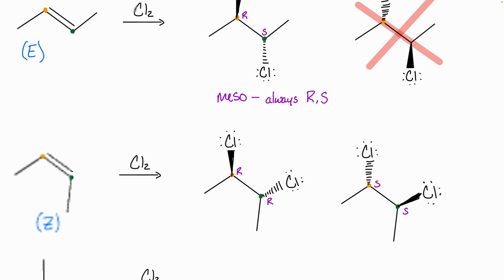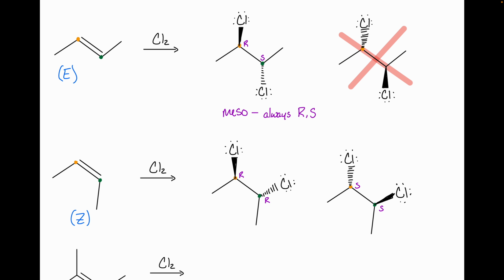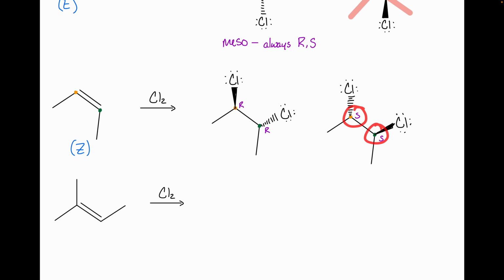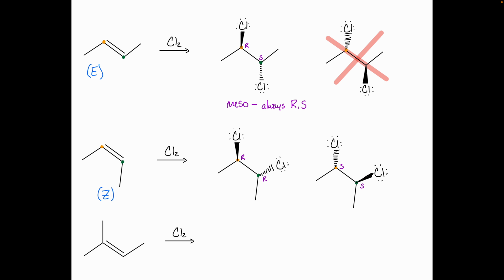So if you're looking at a molecule and you're like, man, I feel like maybe it's symmetric, maybe it's not, I'm having trouble seeing it, go ahead and assign RS stereochemistry. If it's a meso compound, it has to have RS stereochemistry. The other isomer of my 2-butene will instead produce the RR and the SS compounds. So for this one, I have to include both of them.